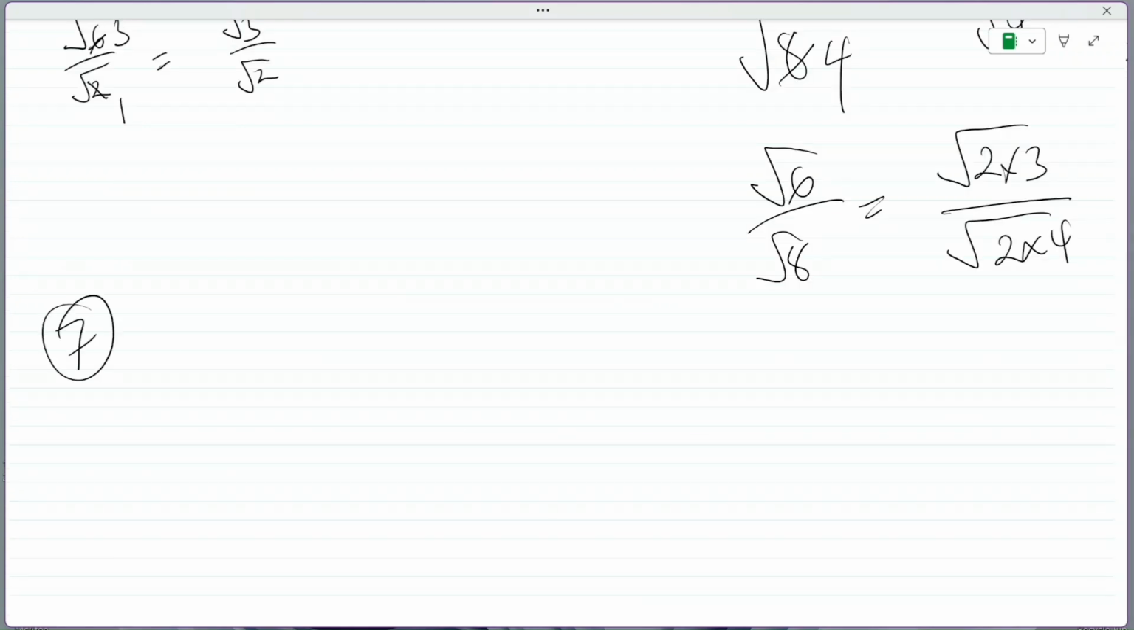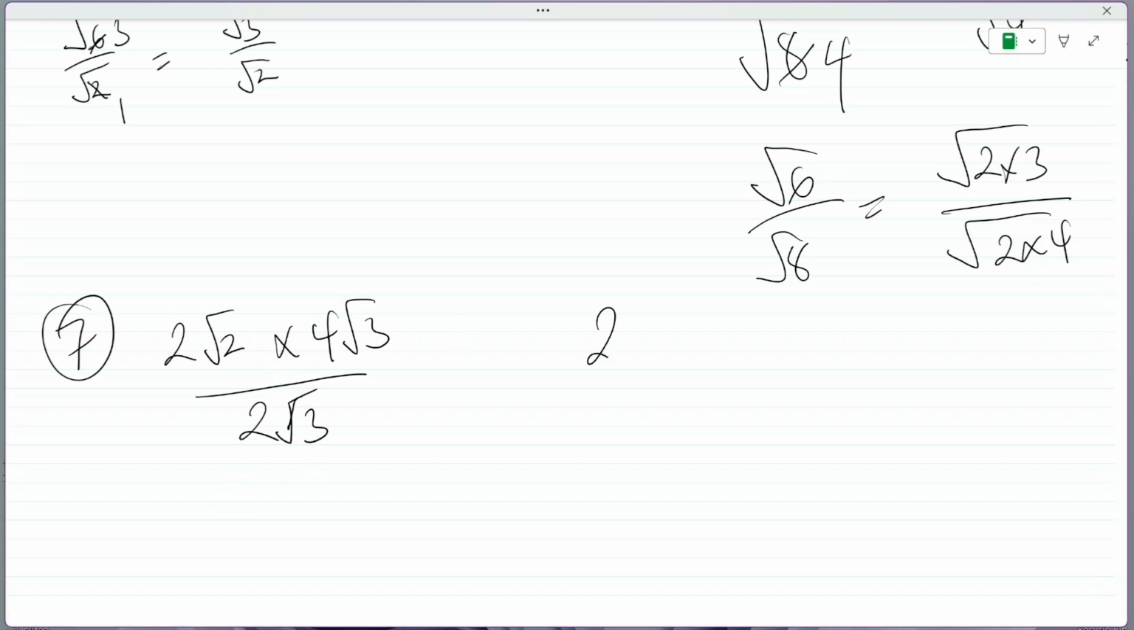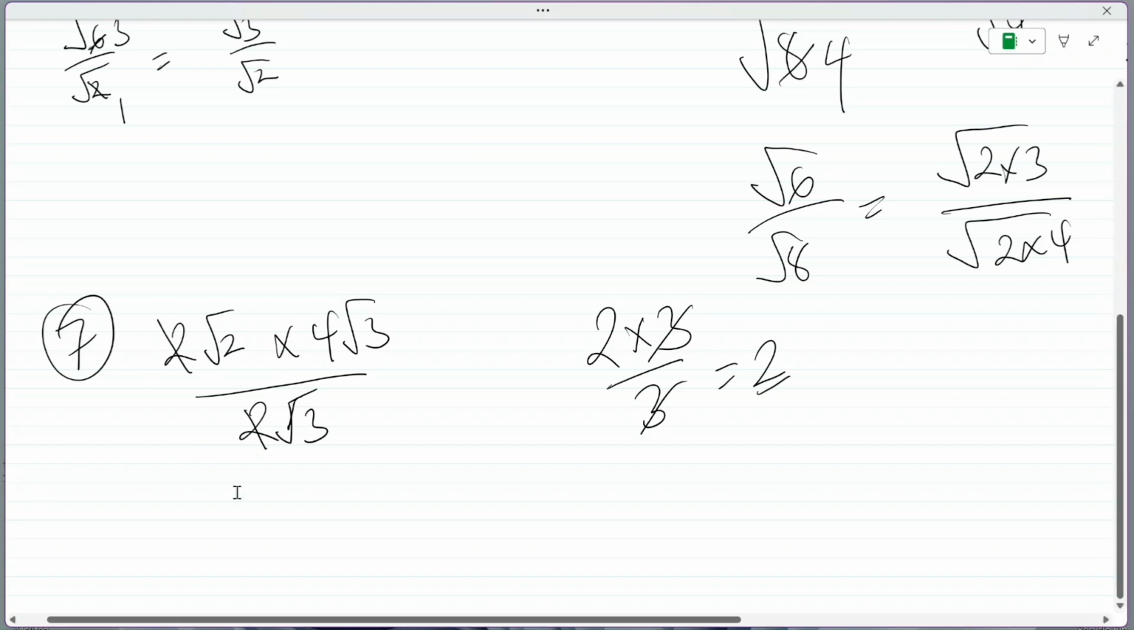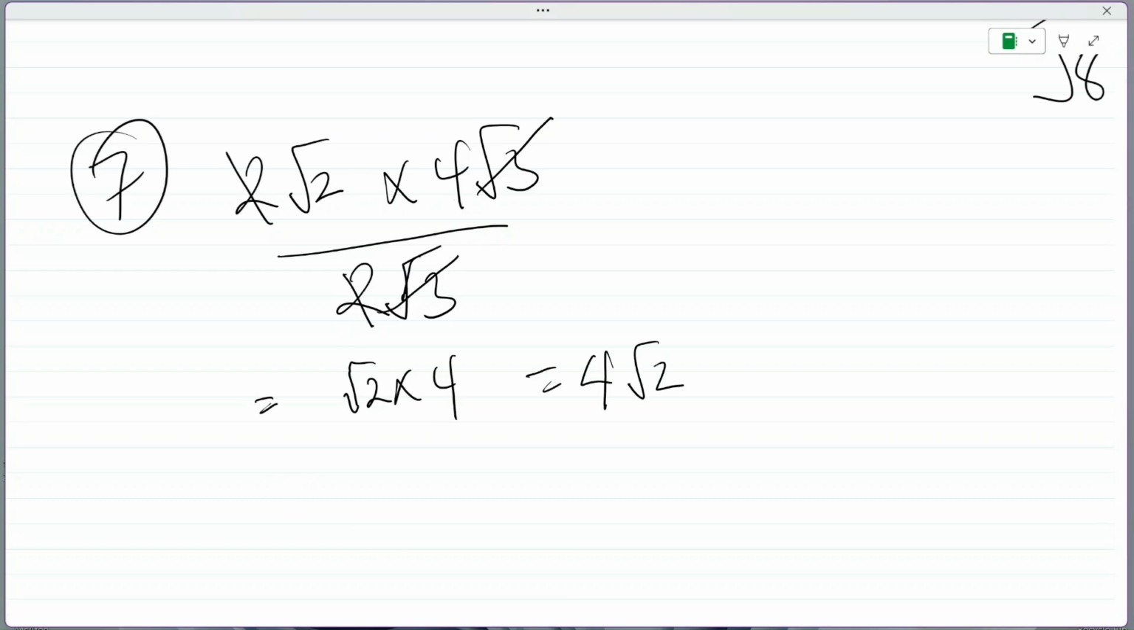Question 7. What if you have 2 root 2 times 4 root 3 over 2 root 3? Since they are linked by times, you can cancel at any level. It's like having 2 times 3 over 3. 3 can cancel 3, you'll be left with 2. Same applies to this. This 2 whole number can cancel this 2 whole number, and this root 3 can cancel this root 3. You're left with root 2 times 4. Root 2 times 4 is 4 root 2. You put the whole number before the number in root.